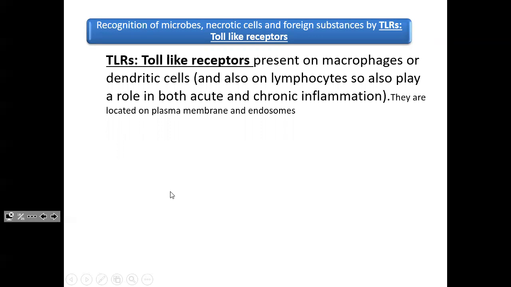So what are toll-like receptors? Let's do it in short questions. So what are toll-like receptors?